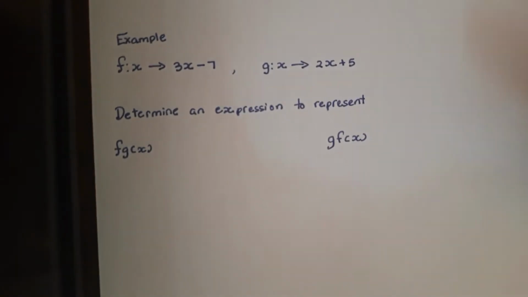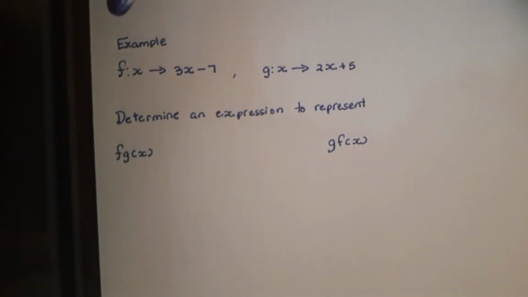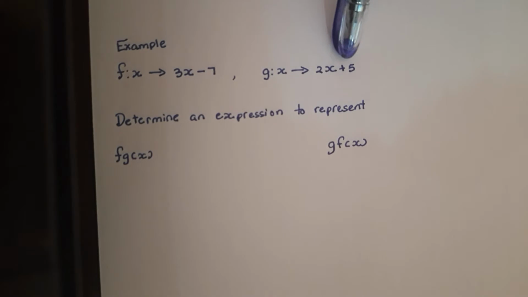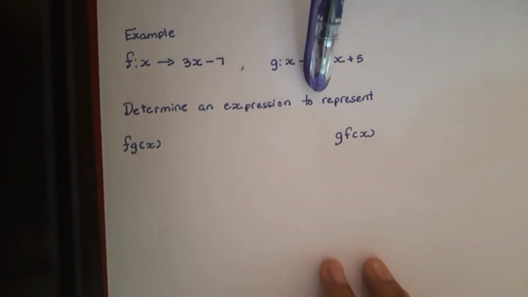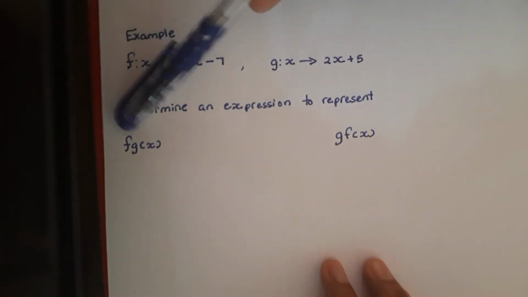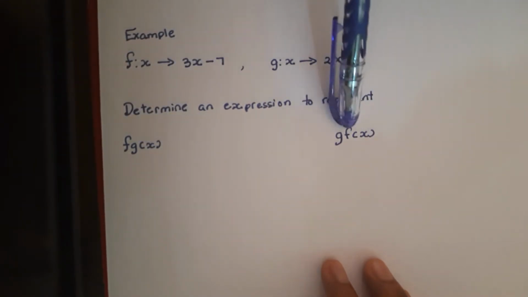In our example, we are given two functions, a function for f of x, 3x subtract 7, and a function which represents g of x, 2x plus 5. You are asked to determine an expression to represent first fg of x and then gf of x.